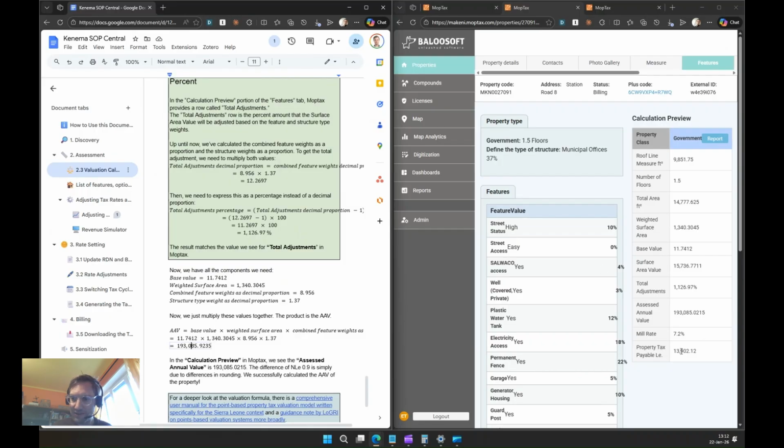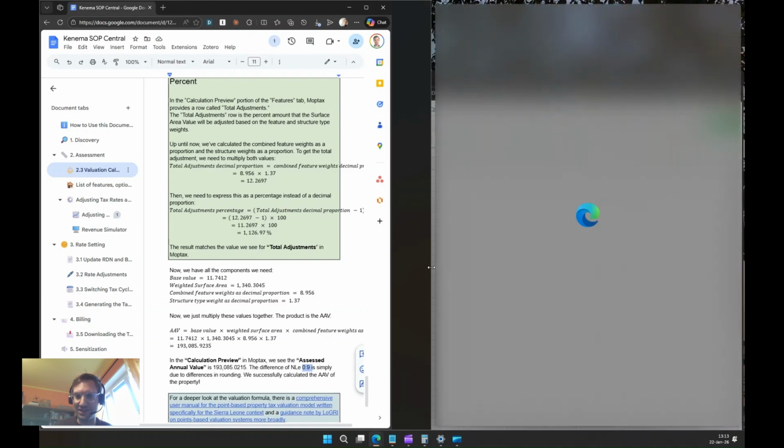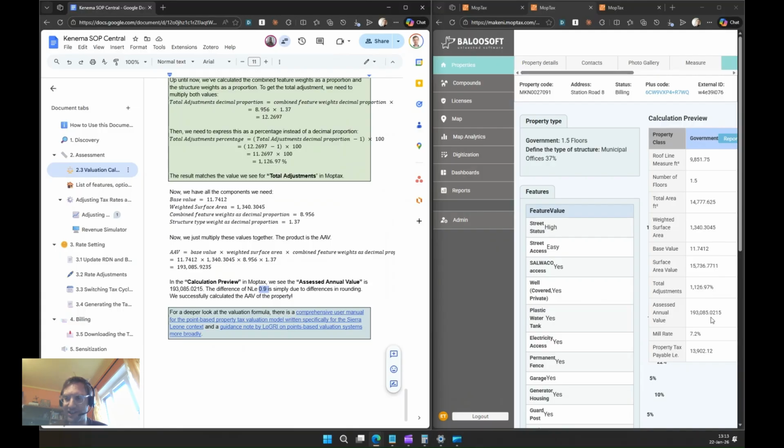And if we look in mob tax and try to confirm this, we see 193.085.215. So there's just a small difference of less than 1 leon, and this is just from decimal rounding issues. So we've successfully calculated the assessed annual value.